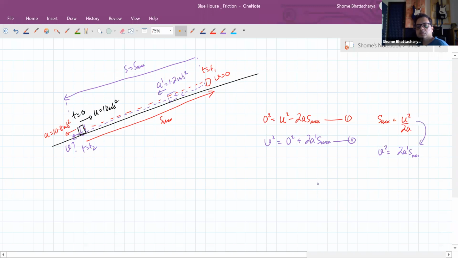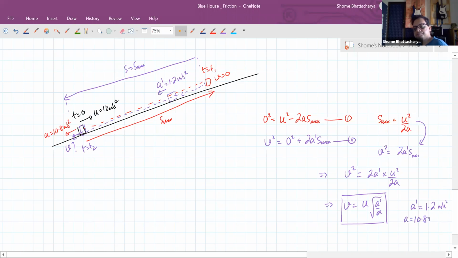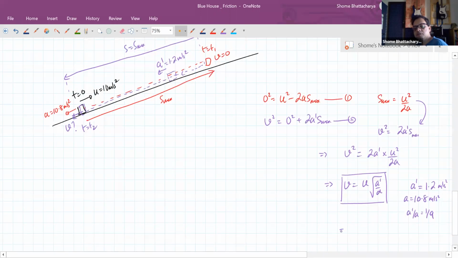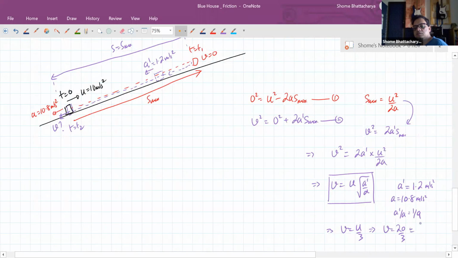So substitute this over here. So you'll see that v square is equal to 2 times a prime into u square by 2a. So you can see that v is equal to u into square root of a prime by a. Now a prime was 1.2 and a was 10.8. So a prime by a is a factor of 1 by 9. So that is why you will see that v will come out to be u by 3, or v will come out to be 20 by 3, or you can approximate it as 6.67 meters per second square.